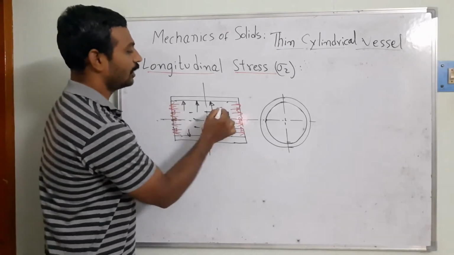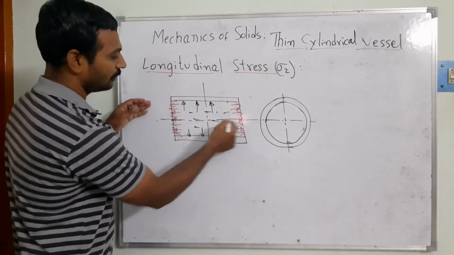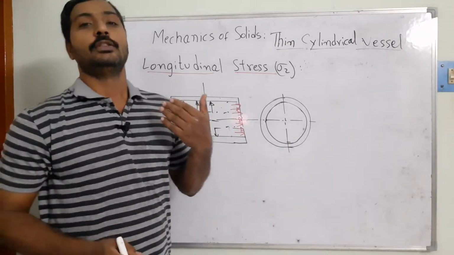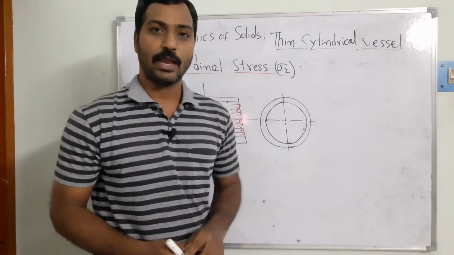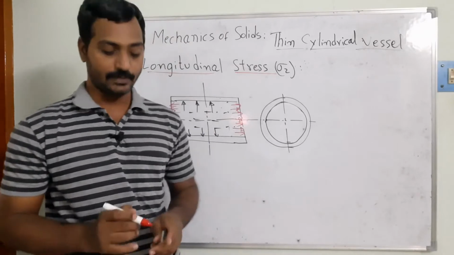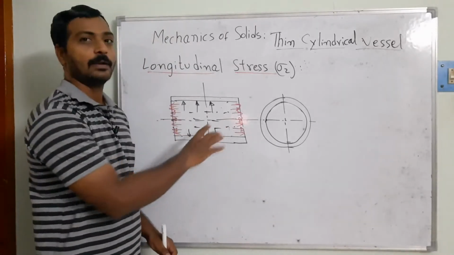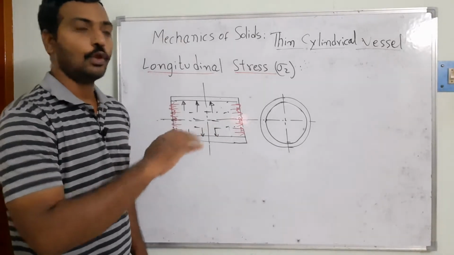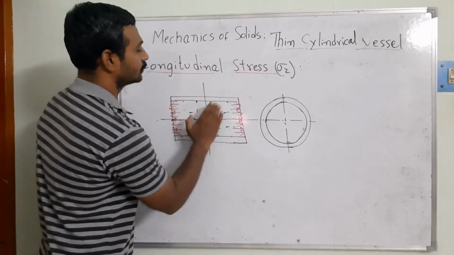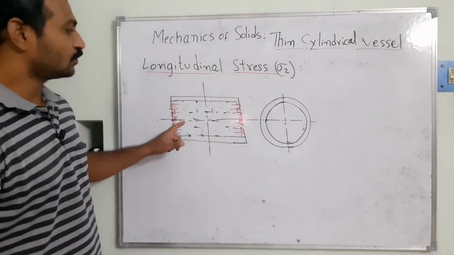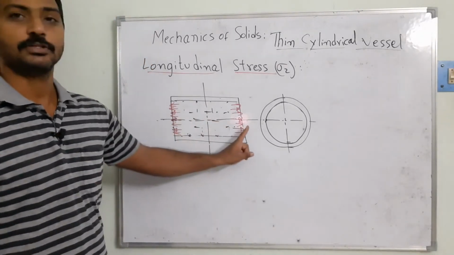So these loads are acting, and the failure will occur in the longitudinal direction. That is the circumferential stress, or hoop stress, that we have calculated. In today's class, we will see when the load is acting only in the longitudinal direction. We are assuming there is no load in the circumferential direction, so I am removing it here. Then this member is subjected to the load in the longitudinal direction.